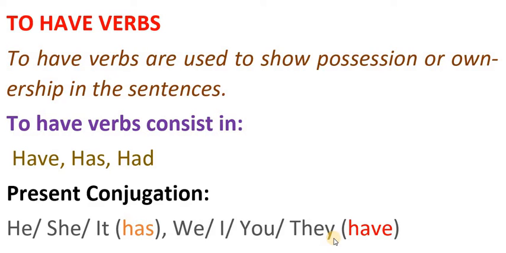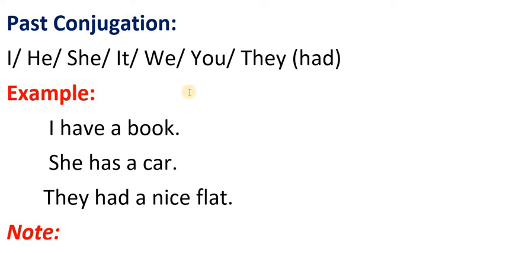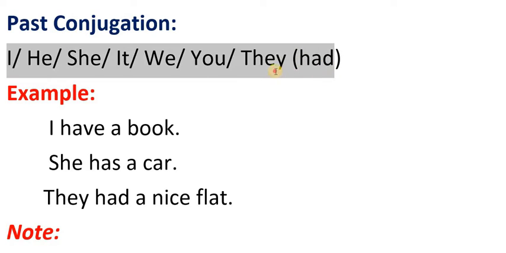So let's come to the past conjugation. In the past conjugation we use only one form, that is had, and we use it with all those subjects for this verb: I, he, she, it, we, you, they, Ahmad and Mahmoud, Ali, John, Mark, Alex, any other noun which is singular or plural, when we talk in the past tense. So let's come to the examples.